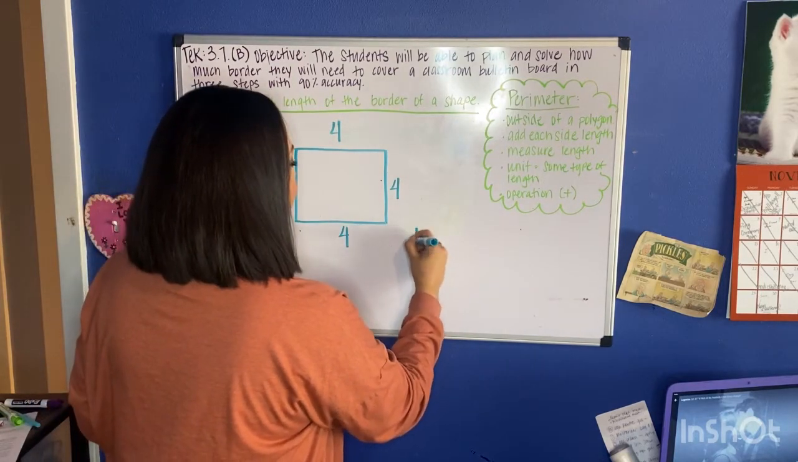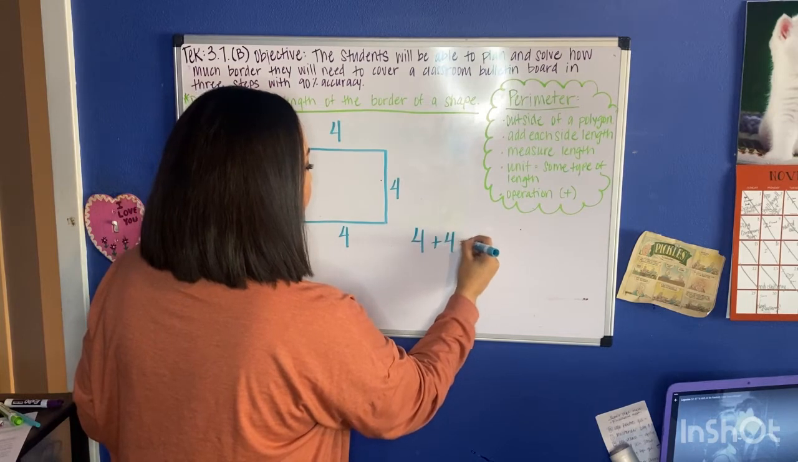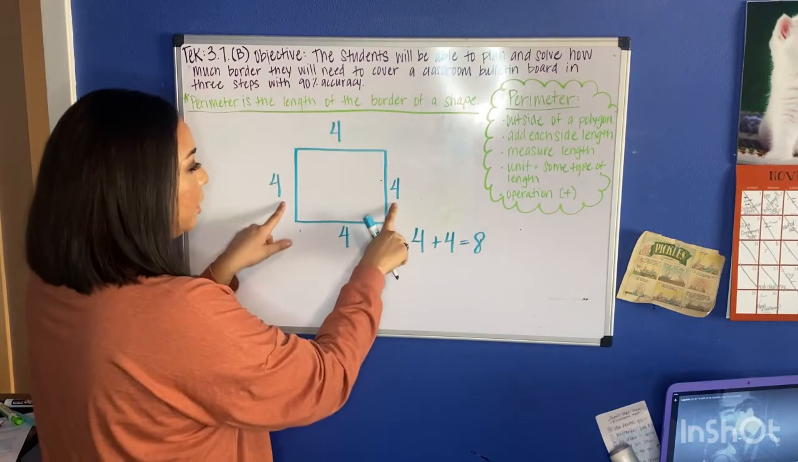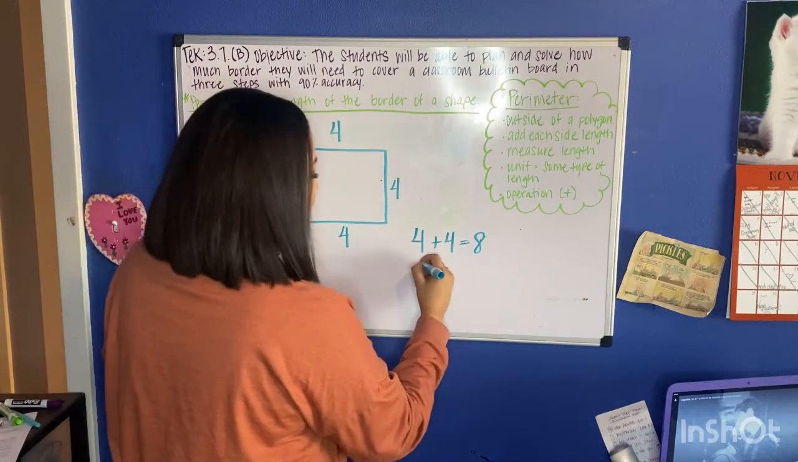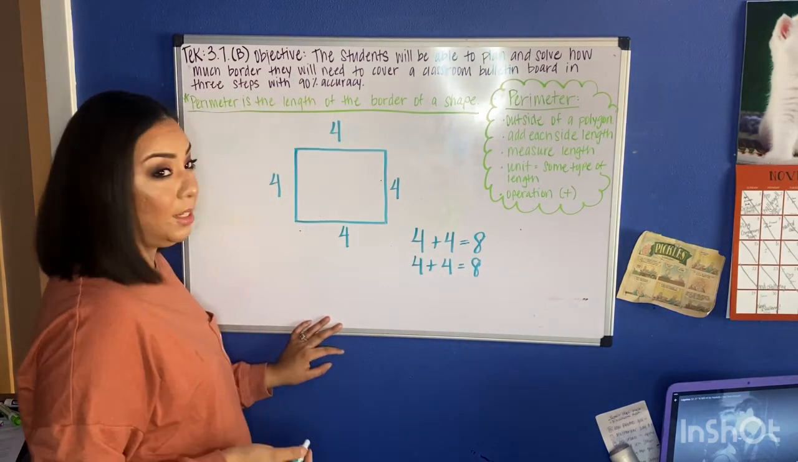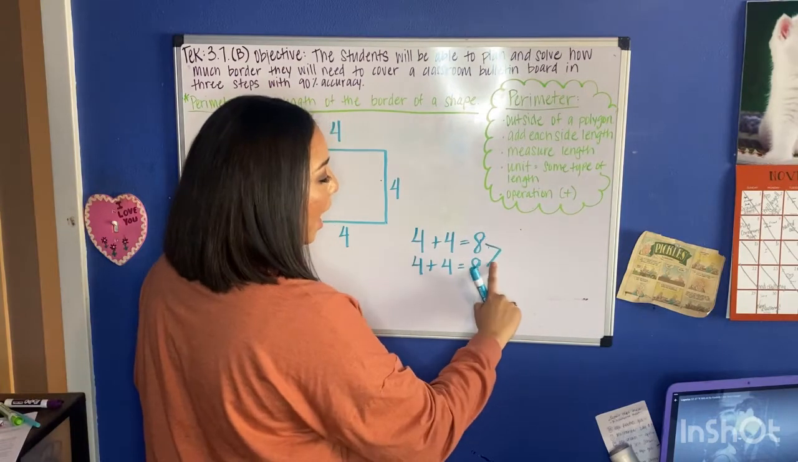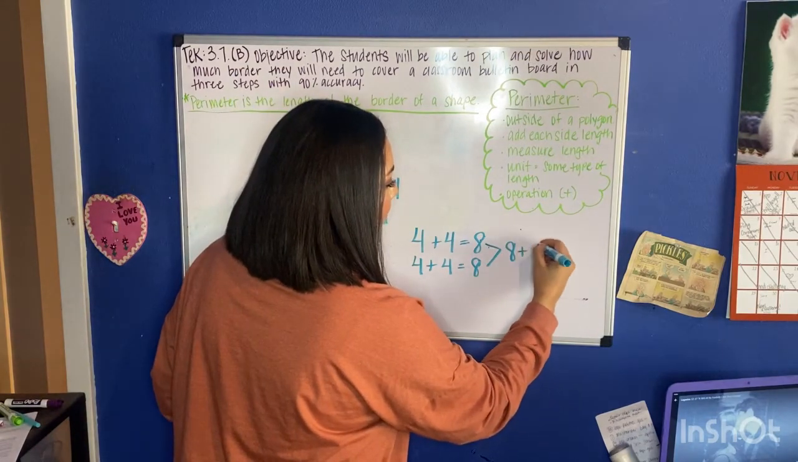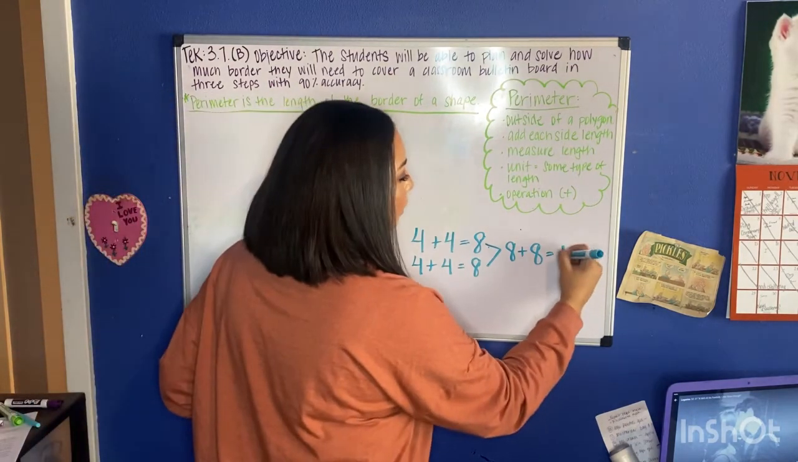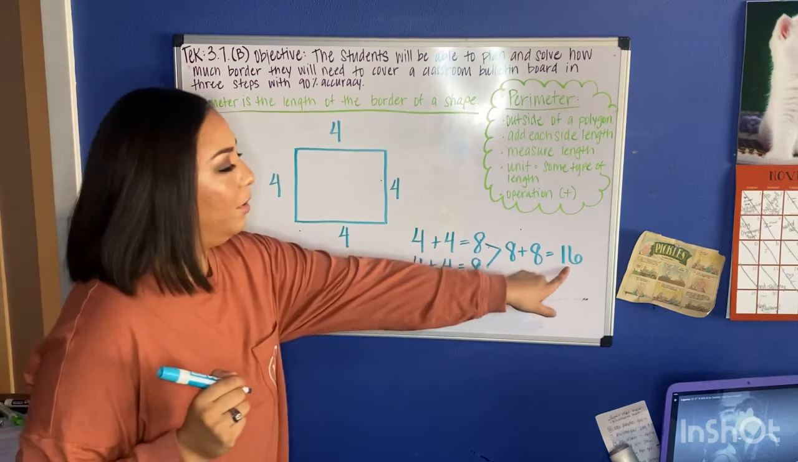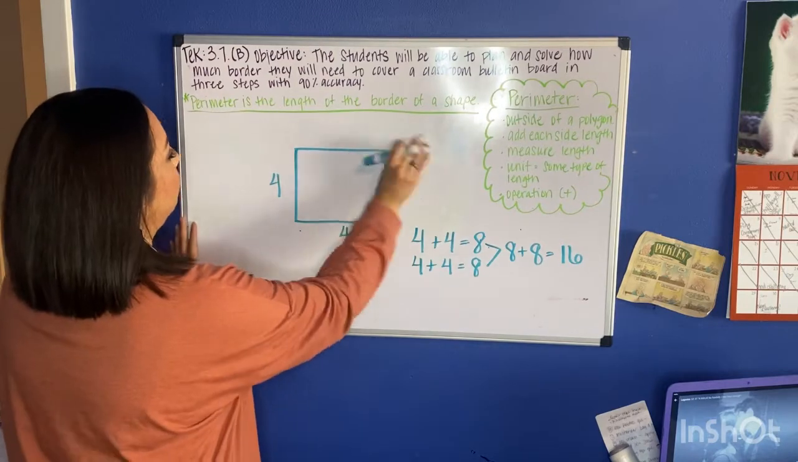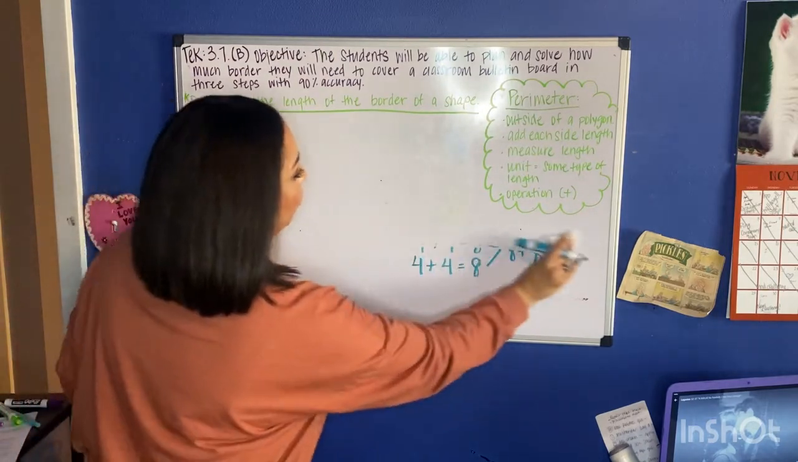Okay, so let's do 4 plus 4. What is that? That's going to equal 8. But we only did 2 sides so far, so let's do the other 2. 4 plus 4 equals 8. Are we done? No. We still have to add 8 plus 8. And what is that going to equal? 16. You are correct. That is the perimeter of our square. Let's do one more before we move on to our worksheet.